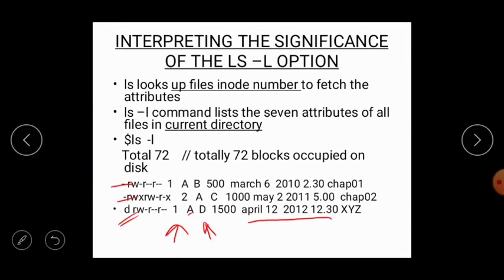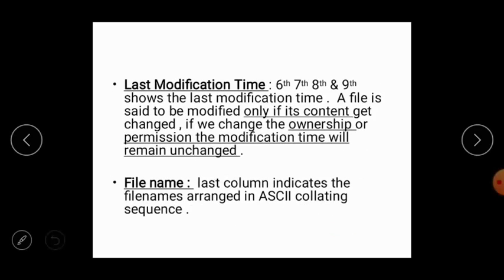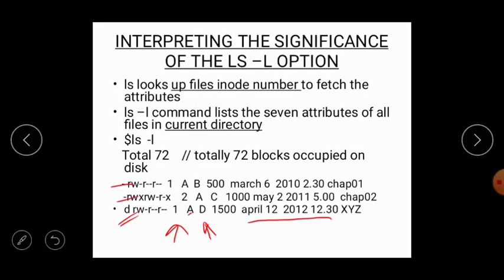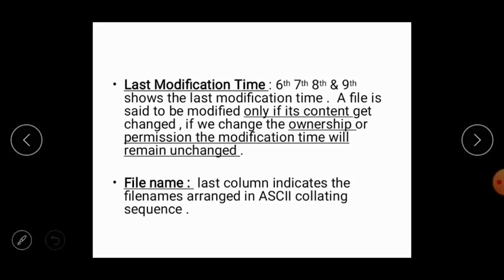Sixth column. Okay, last modification time. Okay, this month, date, year, time represent the last modification time. A file is said to be modified only if its content gets changed. If we change the ownership or permission, the modification time will remain unchanged.